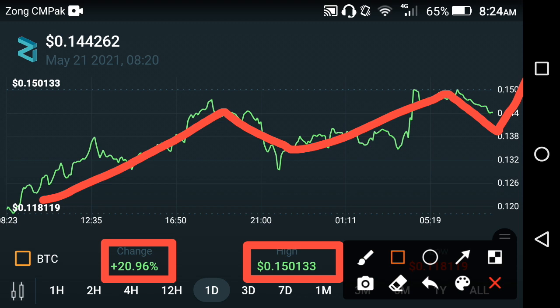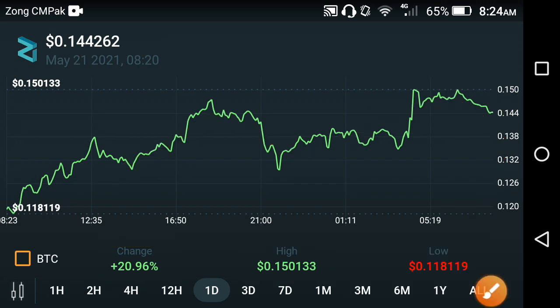I believe, as I drew on the chart, that it will fall fast for a little time. After some passage of time, it will again explode and take a jump, friends. So my prediction is 100% positive about Zilliqa.